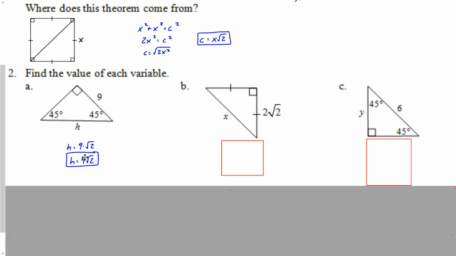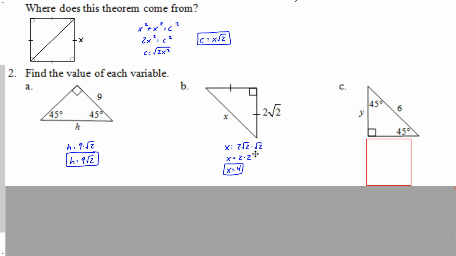In B, we would have to recognize this as a 45, 45, 90 triangle, because if it's an isosceles right triangle, the two angles that are remaining still have to be 45 degrees. Now again, we know the legs, and we're trying to find the hypotenuse. So we have to take the leg and multiply it by the square root of 2. So again, going back to our simplifying radicals, we are able to multiply outside numbers with outside numbers, inside numbers with inside numbers. So we would get x equals 4.